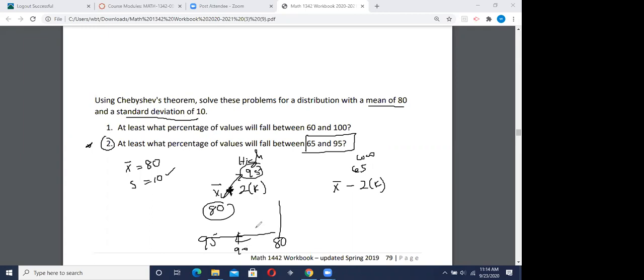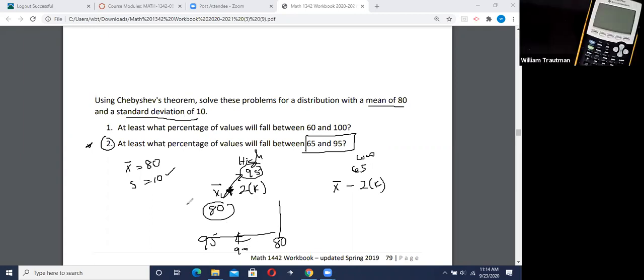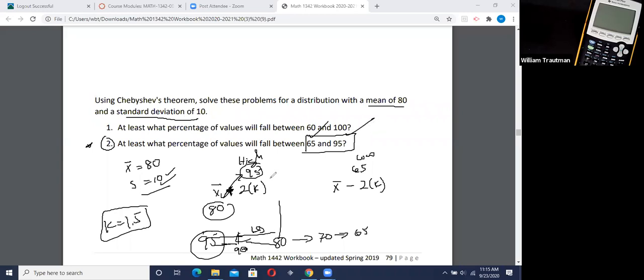It's 15 away. But do you see one standard deviation is 10? So if I go one standard deviation this way, I get to 90. To get to 95, I'm 1.5 standard deviations away. 95 is 80 plus 10, and then a half more of this is 95. The same goes for the other side. If I subtract 10, I get 70. I subtract a half, I get 65. That's where we get this 65 and 95. So we're 1.5 standard deviations away.